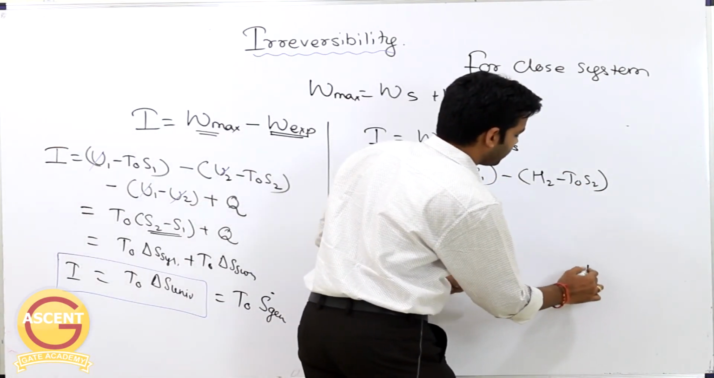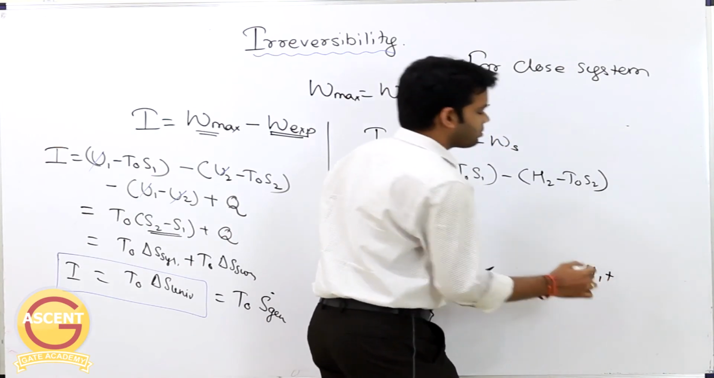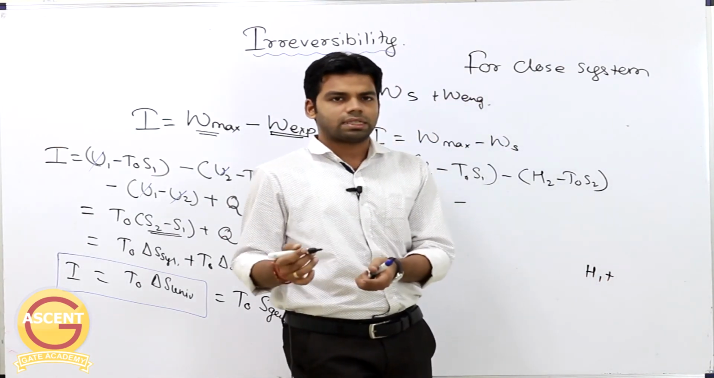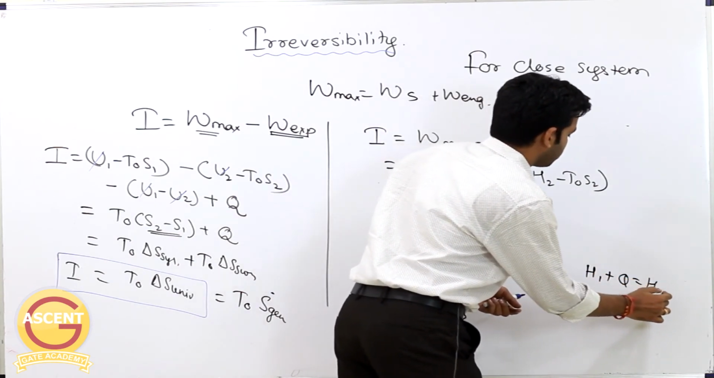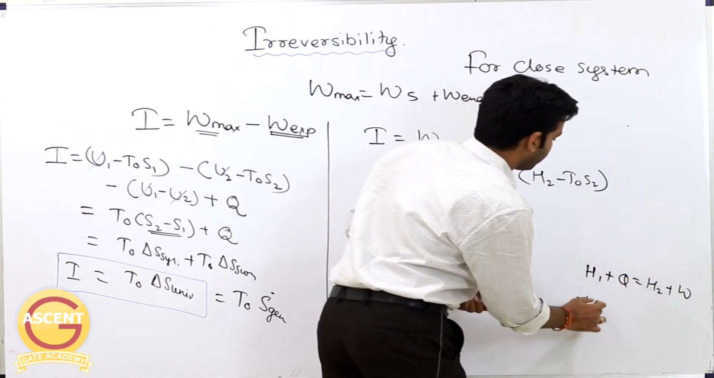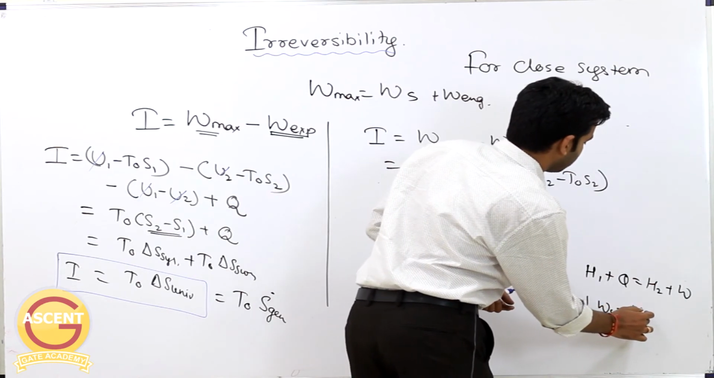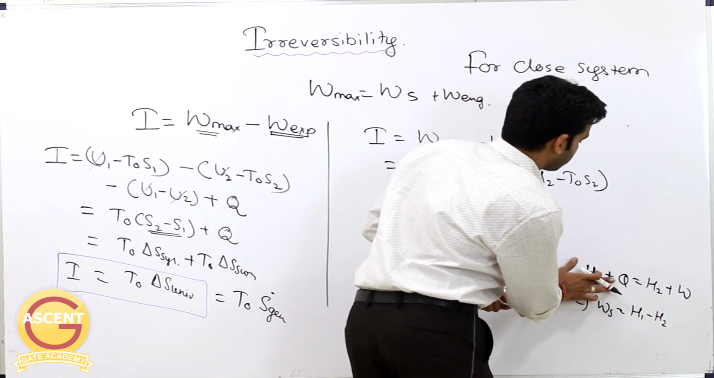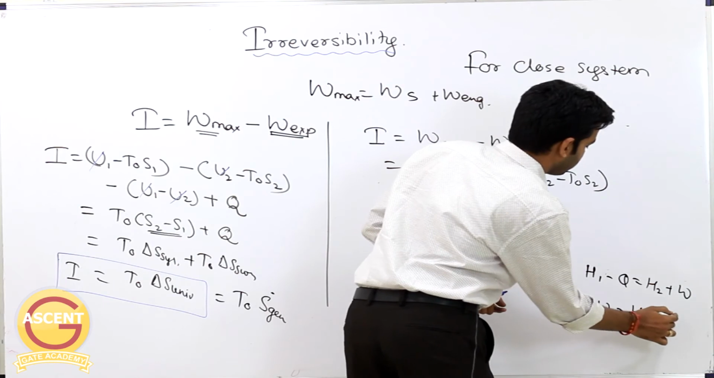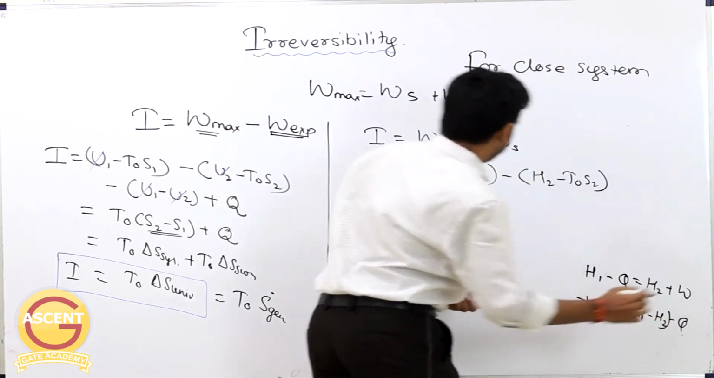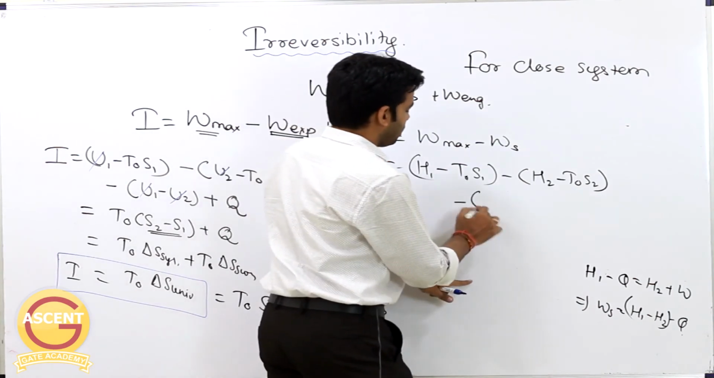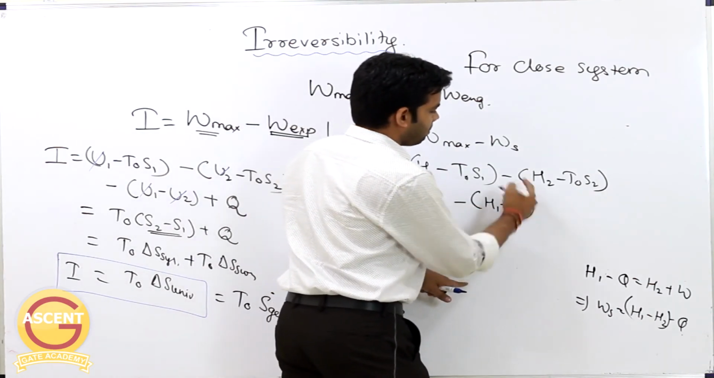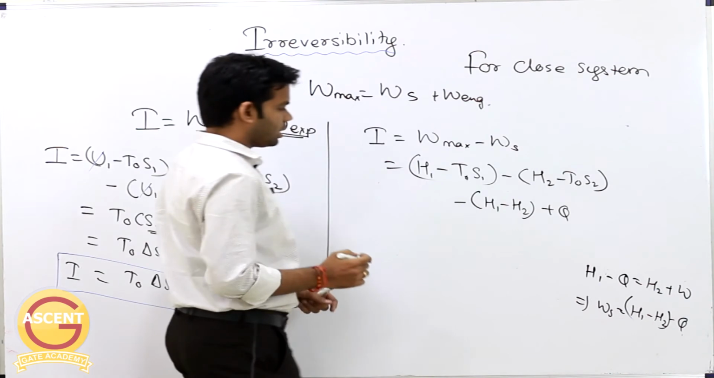Applying this equation, H1 plus V1 square by 2 plus Z1 g, neglecting potential and kinetic energy, we will get what? H1 plus Q is equal to H2 plus W, and you will get W shaft is equal to H1 minus H2, and because heat is rejected, this will be minus of Q. Getting this or not? So this will be W shaft equal to H1 minus H2 plus Q. Getting this or not?